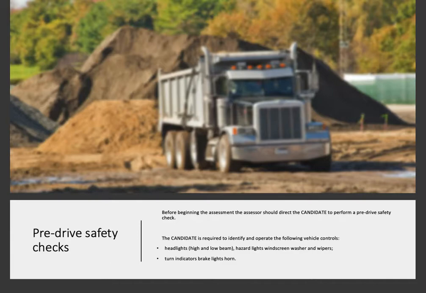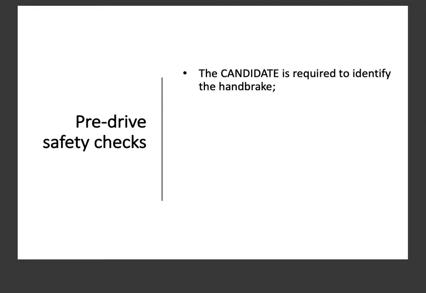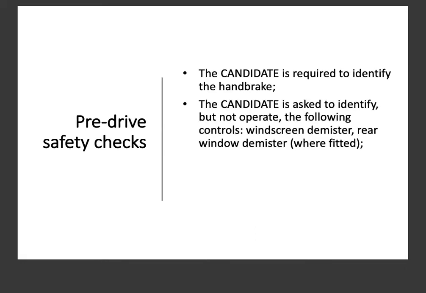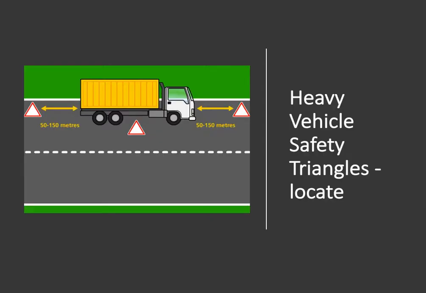Pre-drive safety checks. Before beginning the assessment, the assessor should direct the candidate to perform a pre-drive safety check. The candidate is required to identify and operate the following vehicle controls: headlights, high and low beam, hazard lights, windscreen washers and wipers, turn indicators, brake lights, and horn. The candidate is required to identify the handbrake, and to identify but not operate the following: windscreen demister, rear window demister where fitted. The candidate is required to start the engine. The candidate must also, if relevant, identify where the safety triangles are.